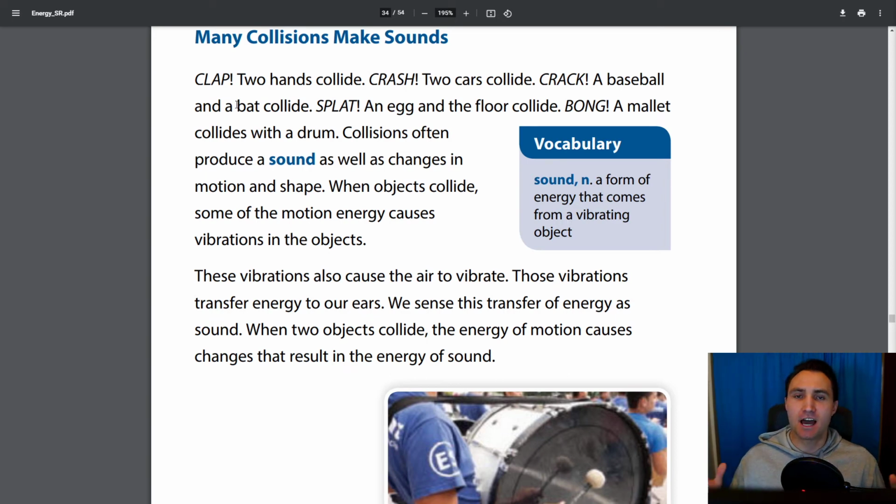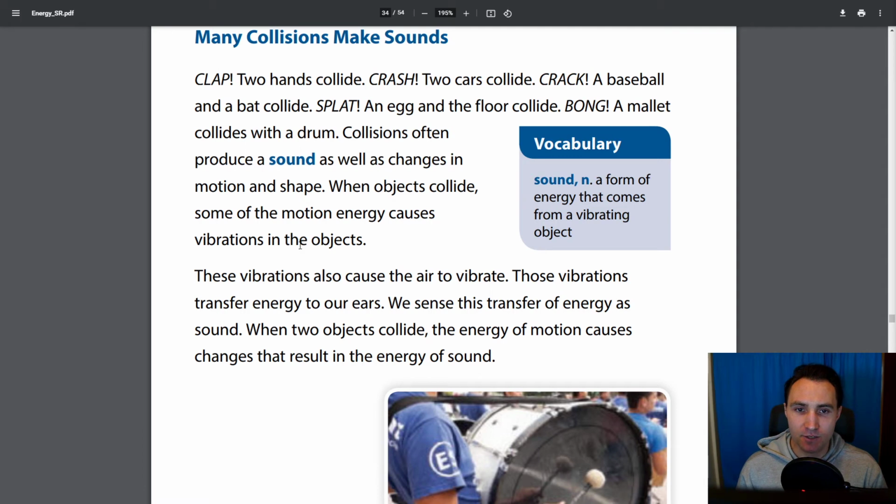All right, again, now let's clap. Two hands collide, crash. Two hearts collide, crack. A baseball and a bat collide, splat. An egg on the floor collide, boing. A mallet collides with a drum. Collisions often produce a, what's that vocabulary word, everybody? Sound, as well as changes in motion and shape.